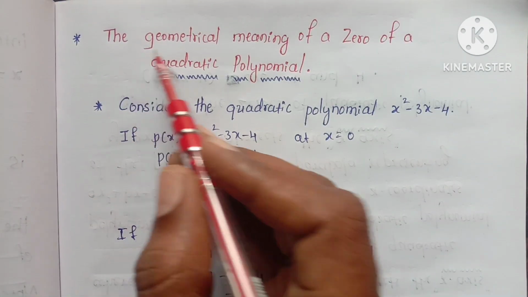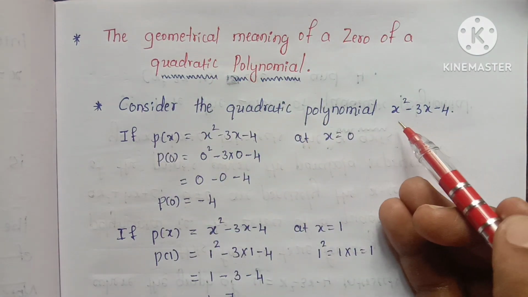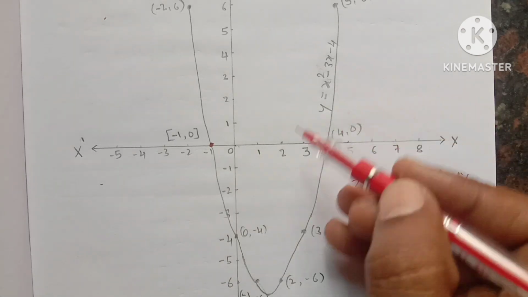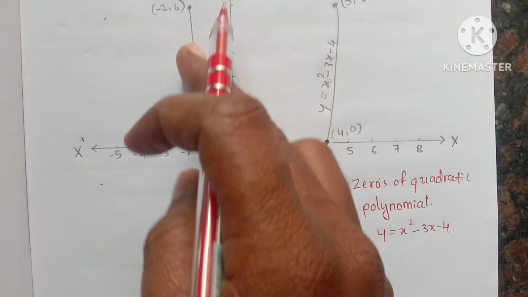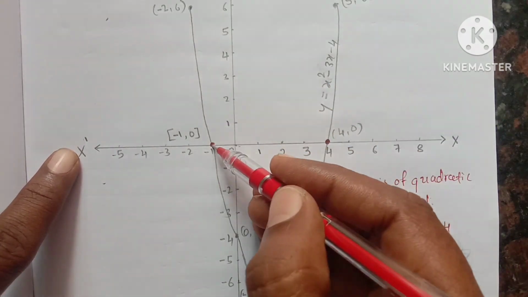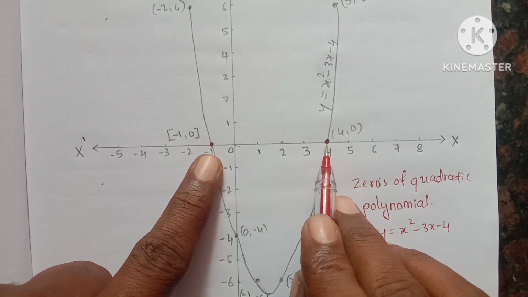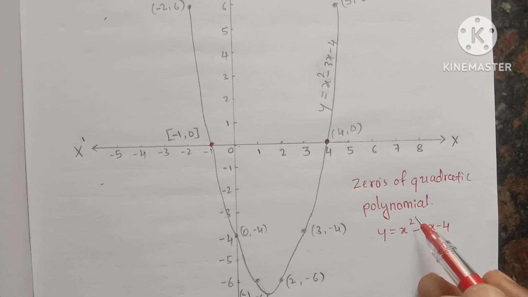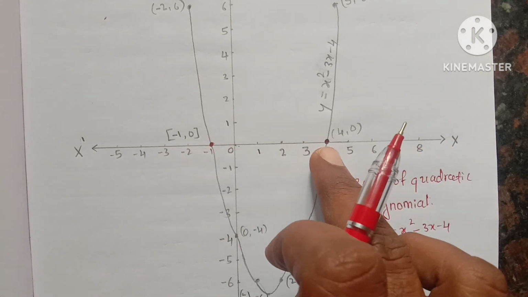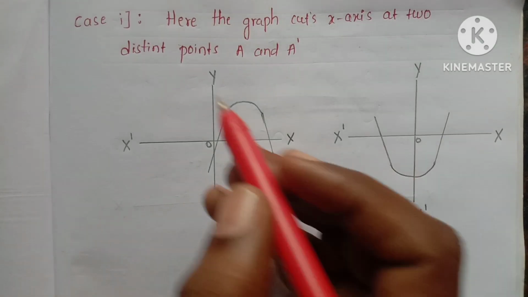One more thing we studied is the geometrical meaning of zeros of a quadratic polynomial. Geometrically, let us observe how they appear as points. See here the parabola in upward direction. In this parabola, the line crosses the x-axis at two points, one here and another one here. So these two points are called the zeros of a quadratic polynomial. We have x square minus 3x minus 4. This means we have to consider only the points on the x-axis in this drawing.